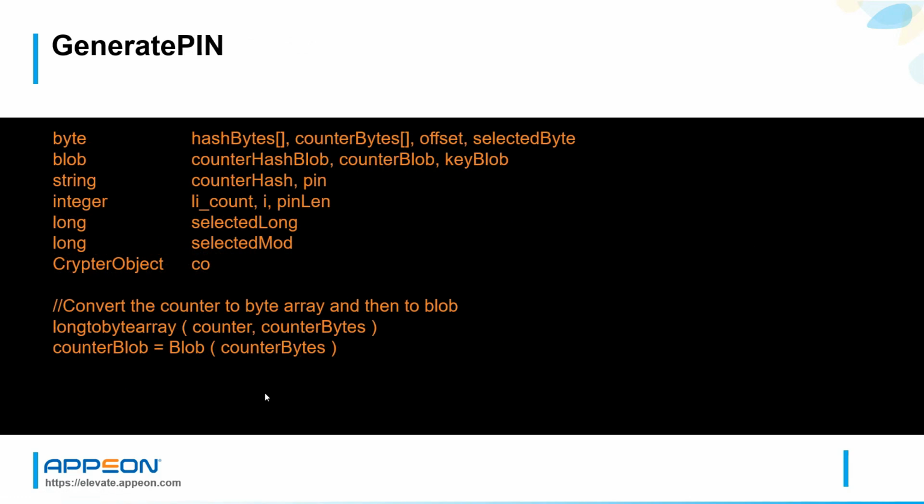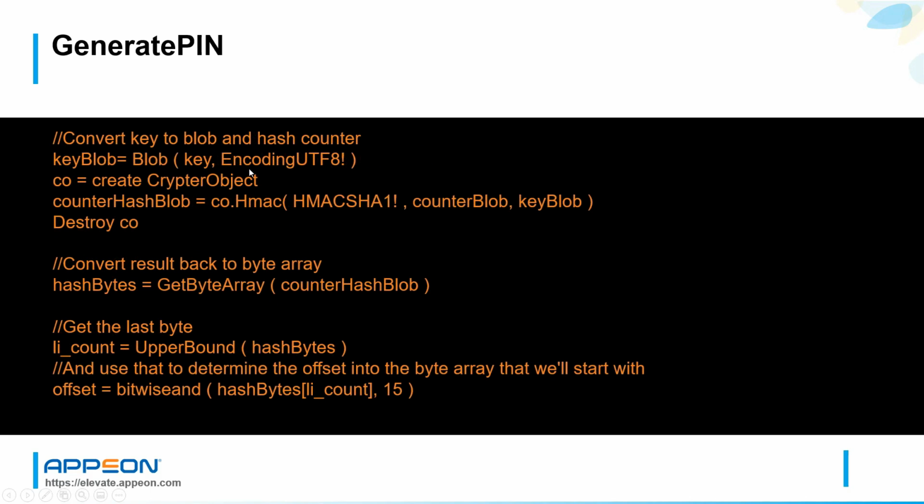Now what I'm going to do, that's how I got the Unix epoch time divided by 30. I have my interval and my secret key. Now I'm going to generate the pin value. I take the counter, which is the interval, and I convert that to a byte array, and then convert that byte array to a blob.